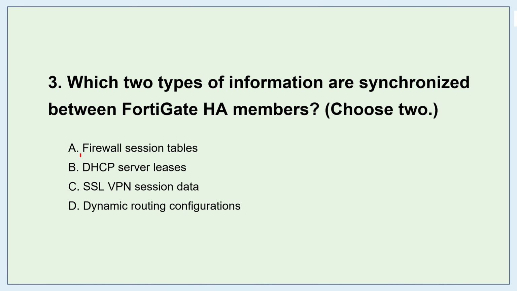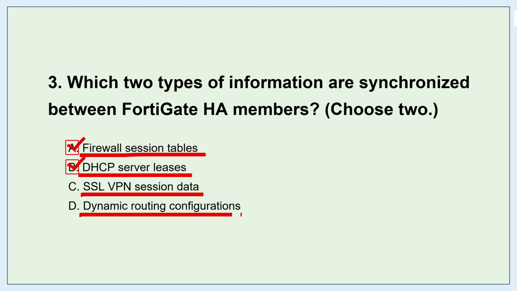Correct. Firewall session tables are synchronized to maintain session persistence. Correct. DHCP server leases are synchronized to ensure consistent IP management. Incorrect. SSL VPN session data is not always synchronized in an HA environment. Incorrect. Dynamic routing configurations are not synchronized directly. Only routing information is shared.